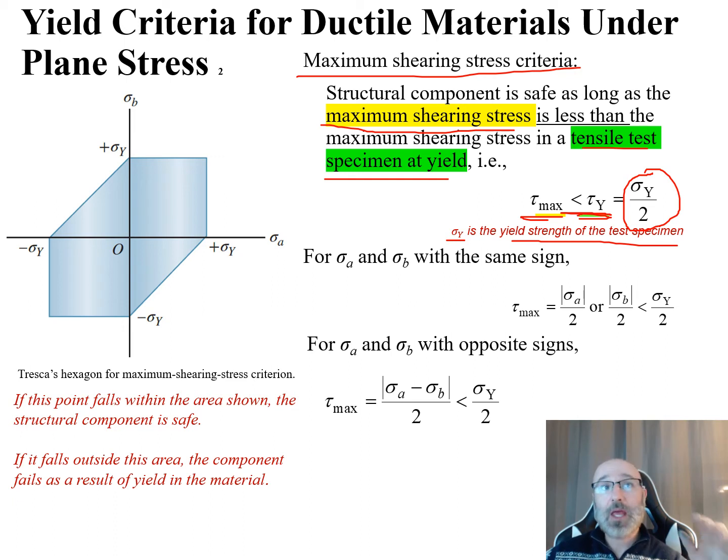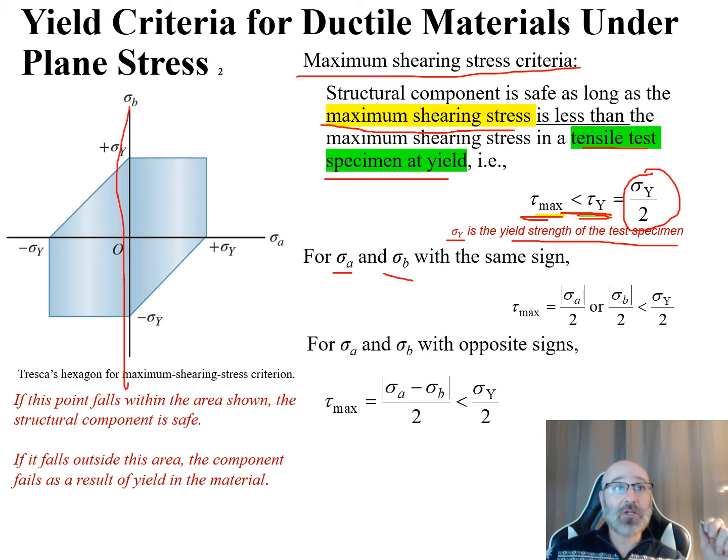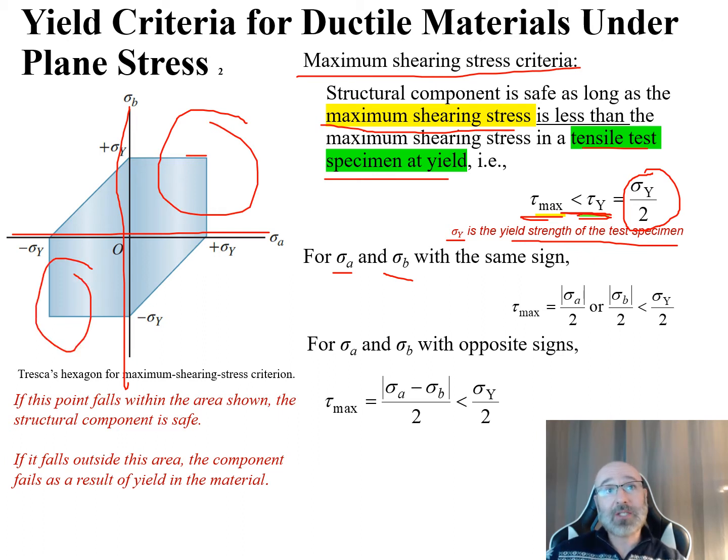Now, consider the case where we have our sigma A and our sigma B with the same signs. We come over here to our axes, there's our sigma B, there's our sigma A. Where would these both have the same signs? They'd have the same signs in this coordinate and this coordinate right here. They'd both be positive up here, and both negative down here. For that case, our tau max is equal to the absolute value of sigma A over 2, or the absolute value of sigma B over 2, which needs to be less than sigma Y over 2.